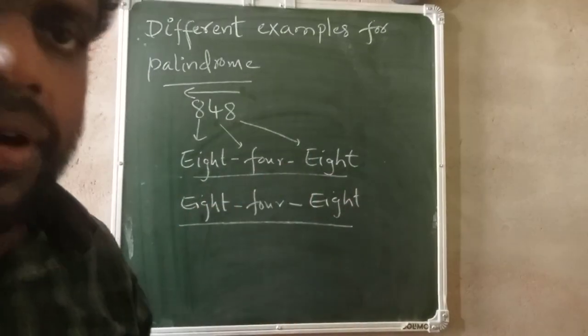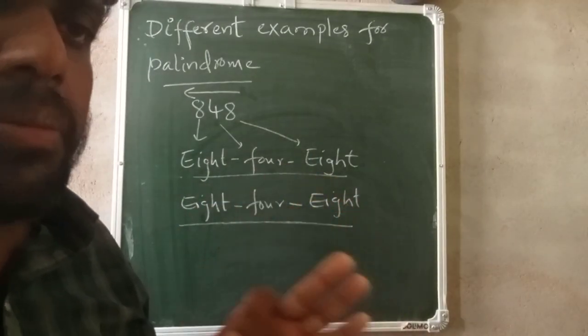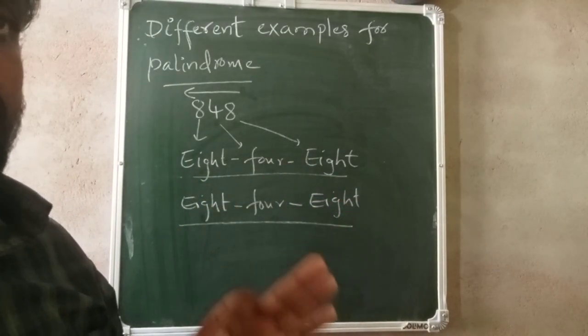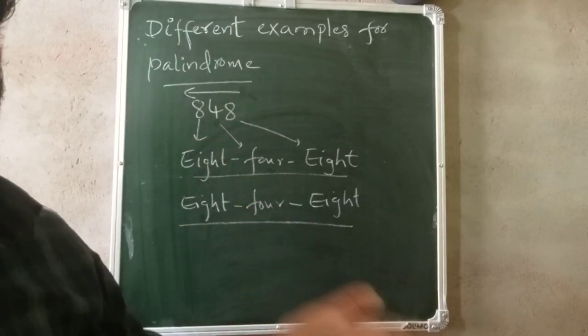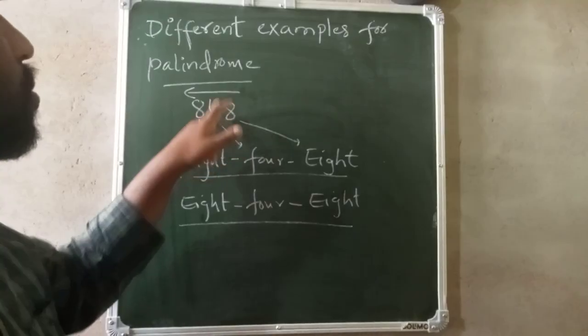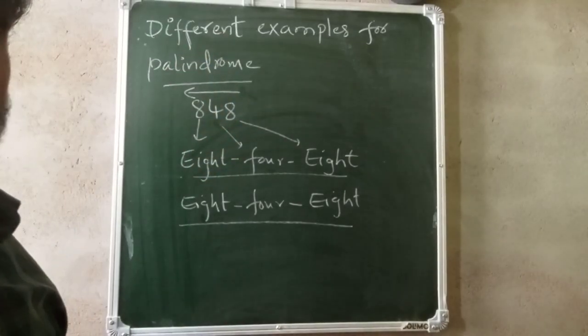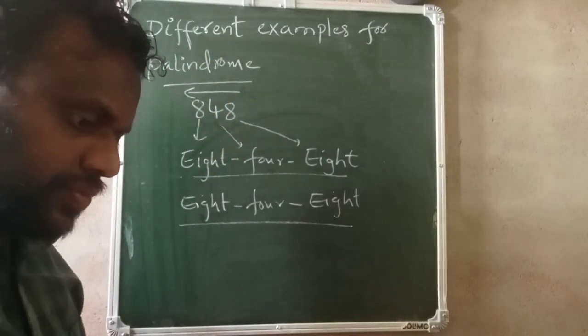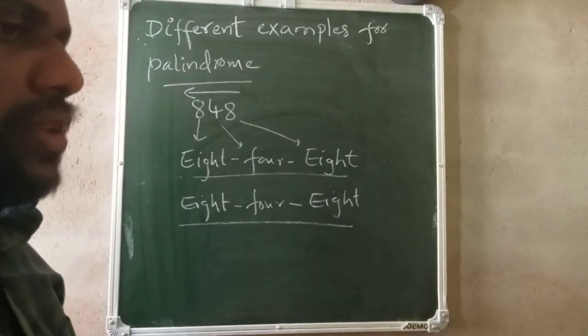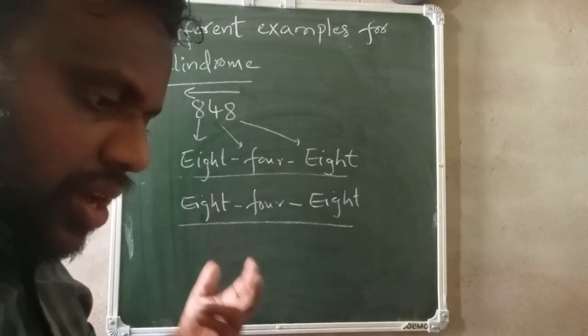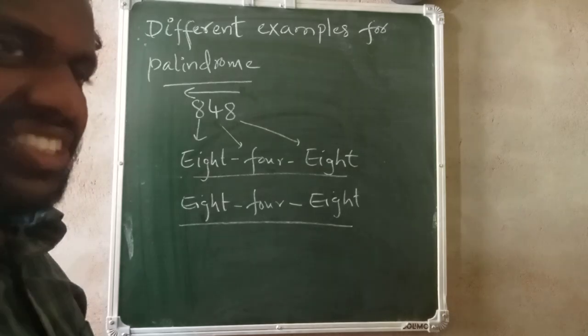So if a number reads the same from left to right or right to left, then this number is called a palindrome number. Now I will give more and more examples for the palindrome numbers.